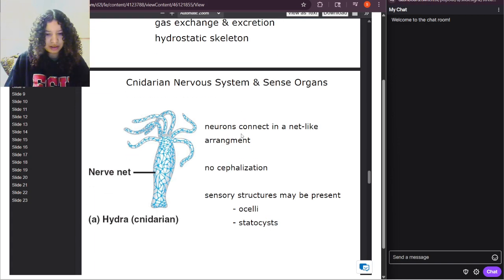Cnidarians are the ones with the nerve net. Nerve net. No cephalization. Ocelli and statocyst might be present.